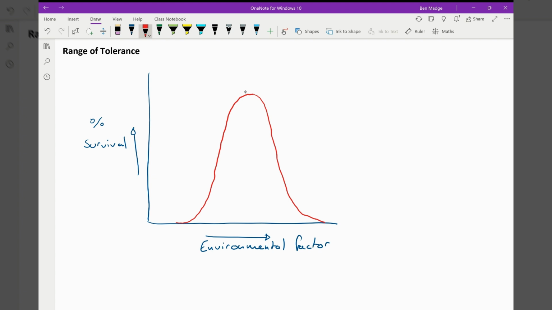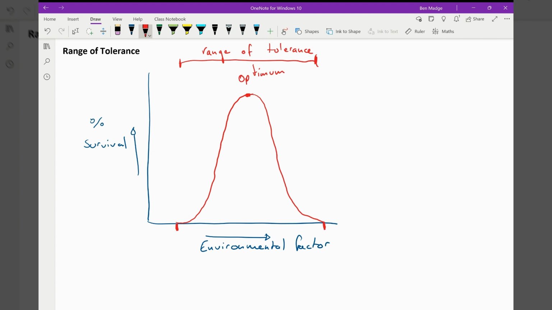So this point here is our optimum or best, with the highest level of survival. Okay, and we call the area in which the animals are adapted to be able to survive our range of tolerance. And so it's possible for the organisms to survive at any point between this temperature or light level or level of predation or whatever it is, or food availability, and this maximum here.